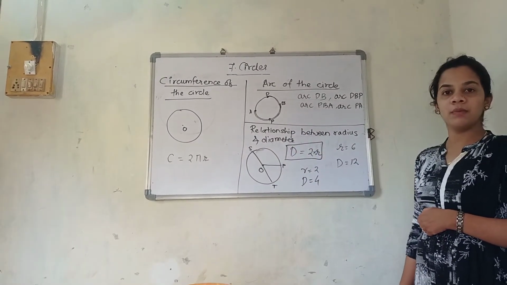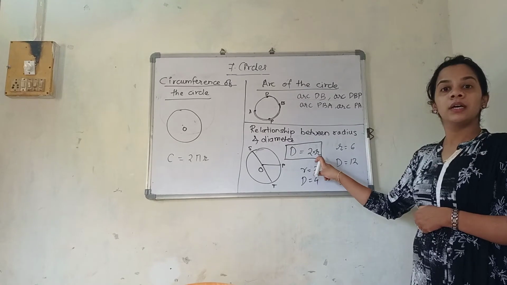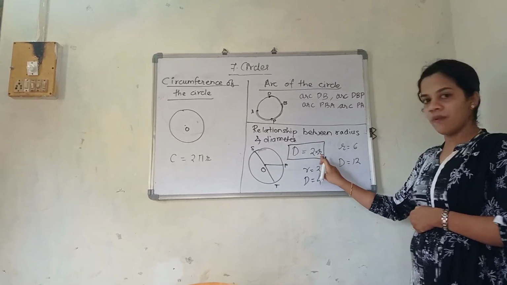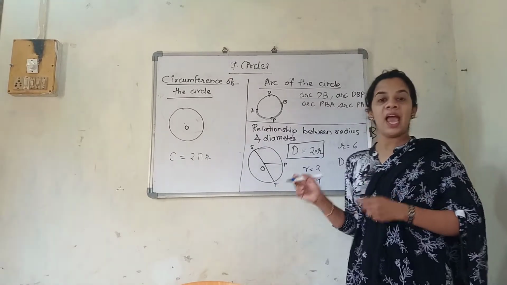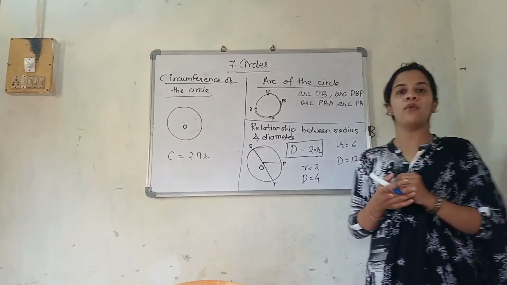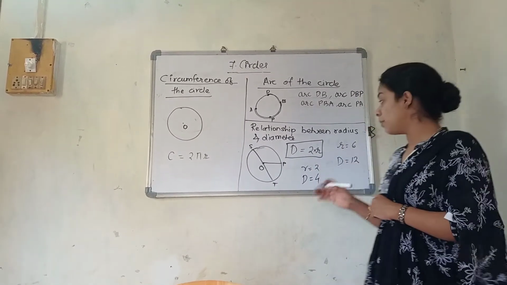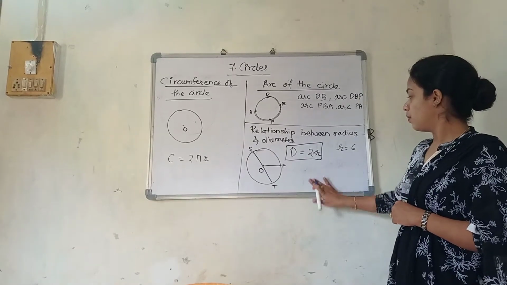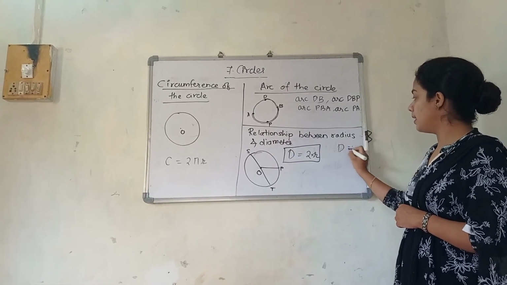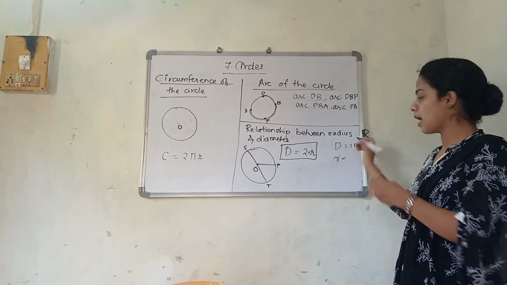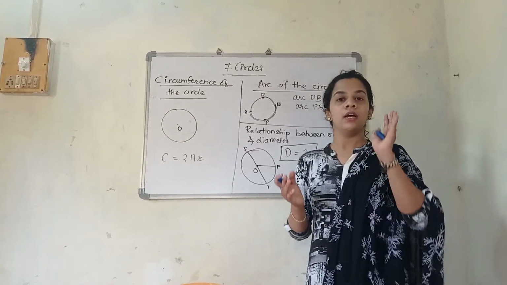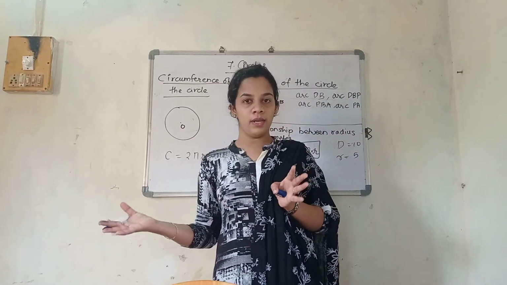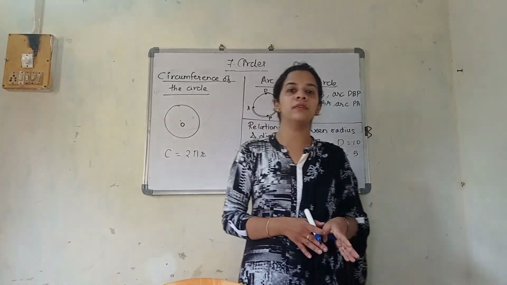2 multiplied by R means what? R is the radius. If you are given the value of R, you will get the diameter in each particular question. And radius is half of the diameter. For example, if the diameter given to you is 10, what will be the radius? Half of it, that is 5. So they are interrelated. Diameter is double of radius and radius is half of diameter.